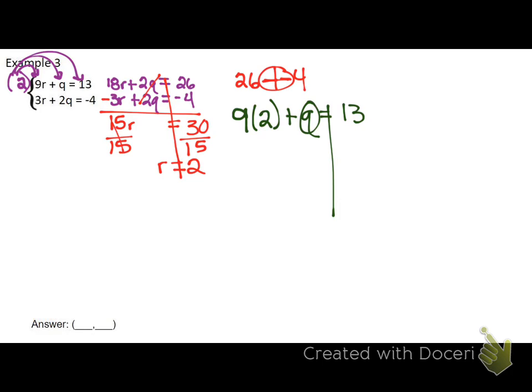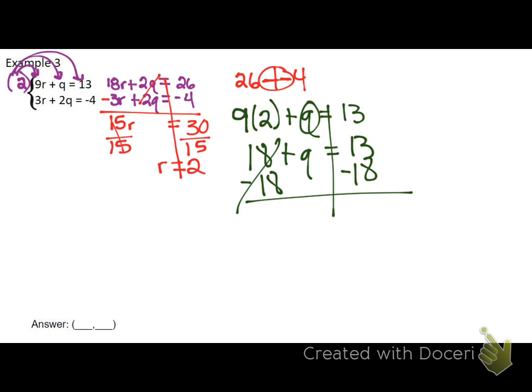18 plus q equals 13, minus 18 on both sides. So then q is going to equal -5. Now, we're going to put them in alphabetical order.